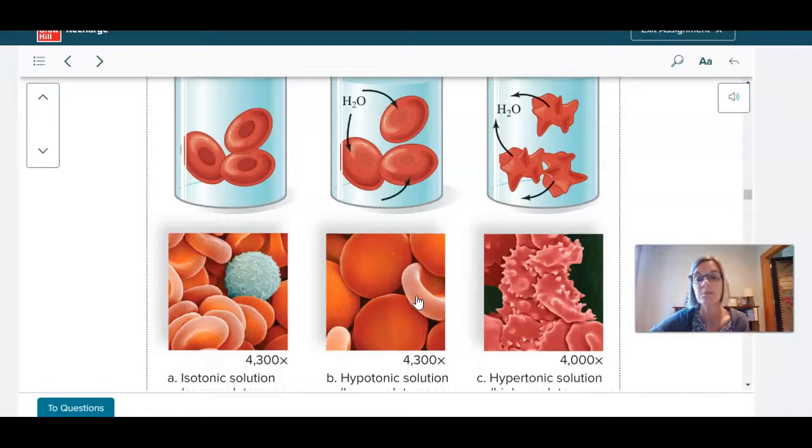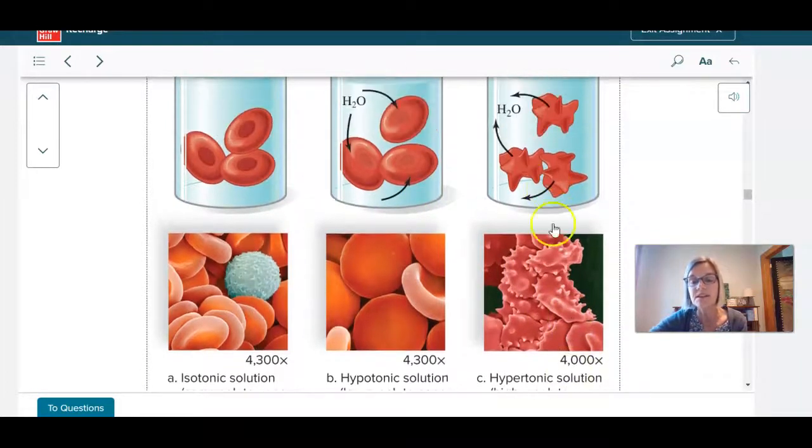And that is why when somebody's dehydrated, you don't give them an IV containing 100% water, because you can cause their cells to pop. Too much water is going to move into the cells too fast and lyse, or break open, the red blood cells.